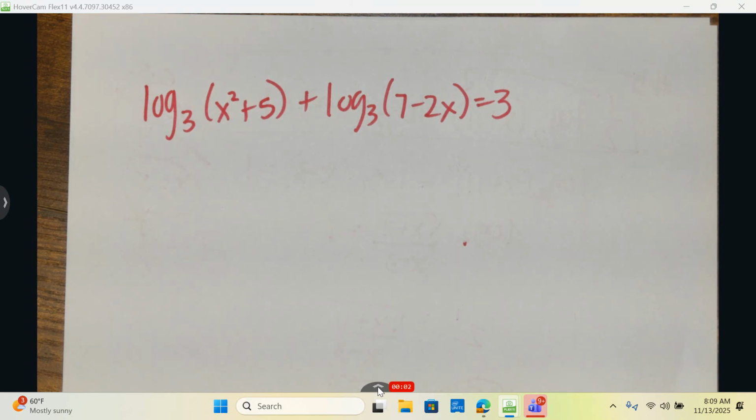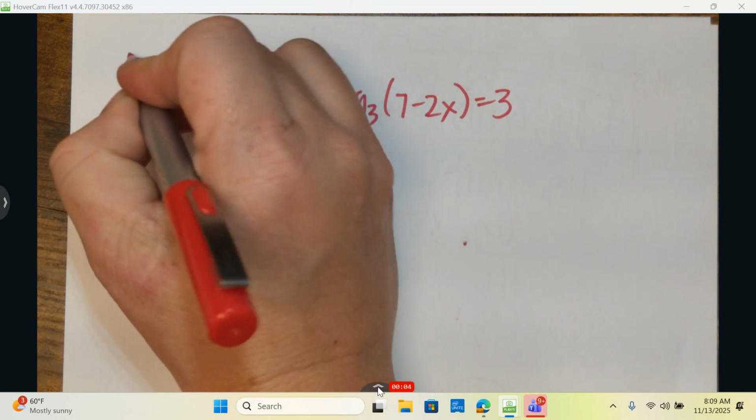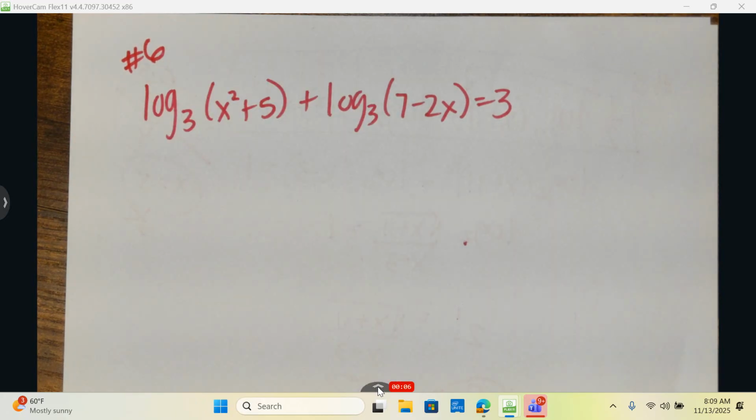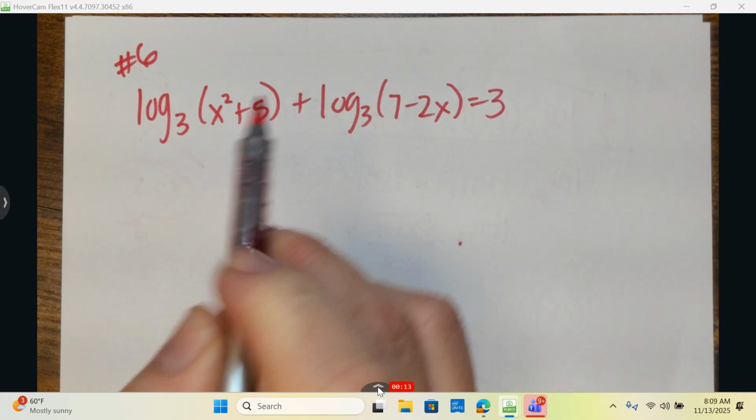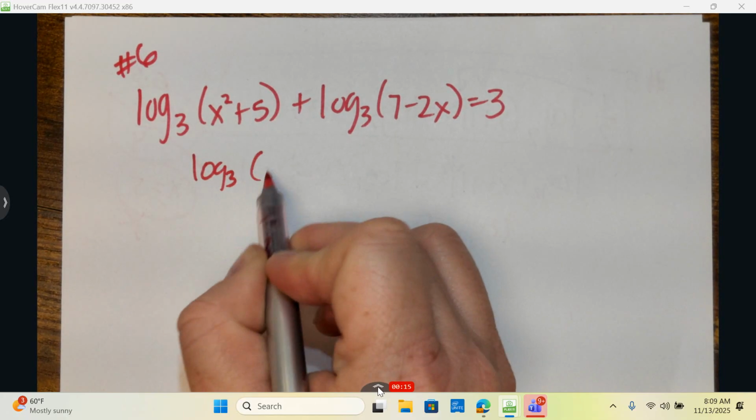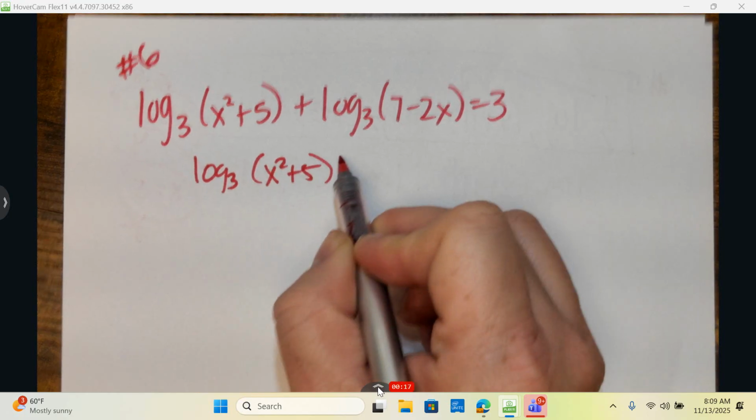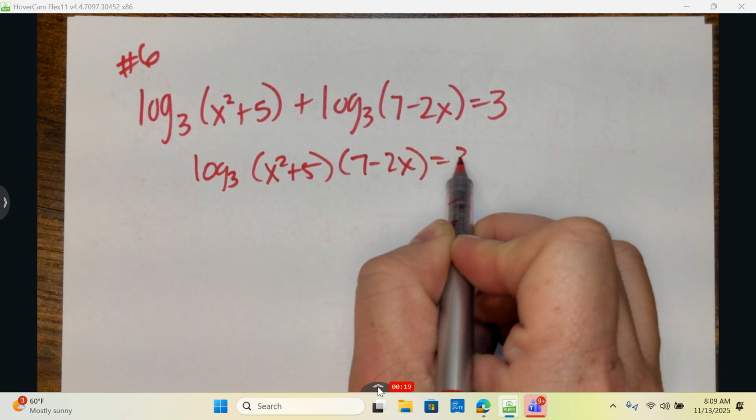Unit 8, Lesson 2. This is question number 6 that I'm going to demonstrate how to achieve the correct answer with. So I'm going to start by condensing this. Again, addition turns into multiplying. I have log base 3, the quantity x squared plus 5 times the quantity 7 minus 2x equals 3.